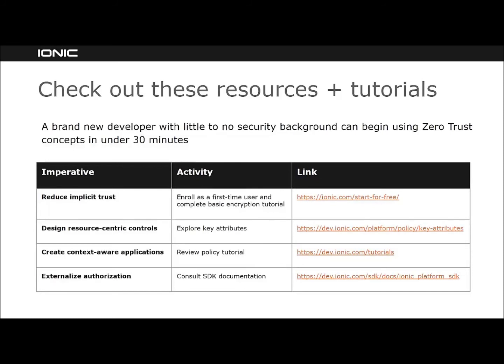Thanks, Ken. So the four imperatives that we've been talking about today to help you begin using zero trust as a developer are to reduce implicit trust within your application, to design resource-centric controls, create context-aware applications, and externalize authorization. So there's some activity you can see here on the chart. These are just links out to tutorials, sample code, other kinds of descriptions and documentation that can help you get your feet wet with trying out some of these different imperatives.